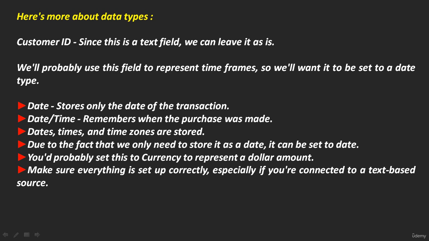Make sure everything is set up correctly, especially if you are connected to a text-based source. In the data transformation process, it's possible to make mistakes like defining the wrong data type. On the right-hand side of the Edit Query screen, the Applied Steps section tracks the changes you make to the dataset. If your steps didn't work, you can just edit or remove them from the applied steps.